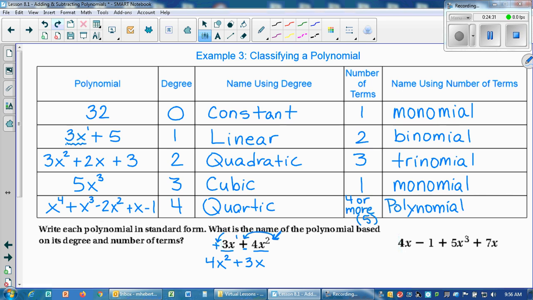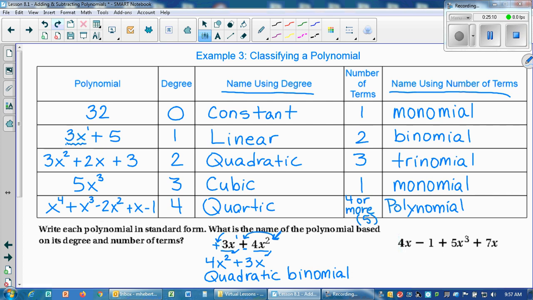So now we're in standard form, highest degree being 2, lowest degree being 1, 2, then 1. If it is a degree of 2, we use our degrees, naming by degrees. Degree of 2 is a quadratic. And we now have to name by the number of terms to find our last name. So we have two monomials. So two monomials means two terms, making this a binomial, a quadratic binomial.